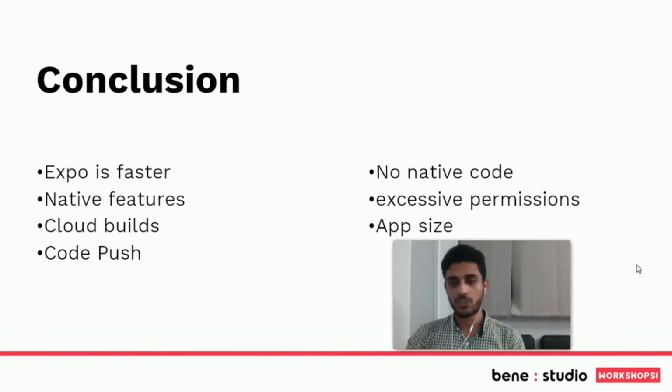Size, because in Expo, the same thing, the native SDK is embedded into your application, and there is no way of cutting it short. You cannot configure it, you cannot compile it yourself. It has to be in its big, massive size.